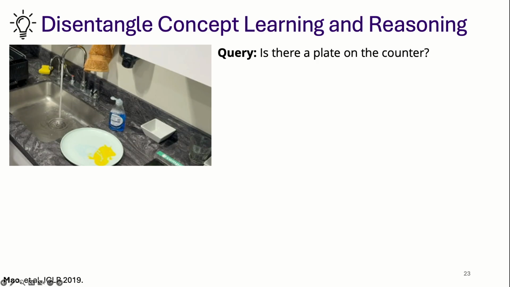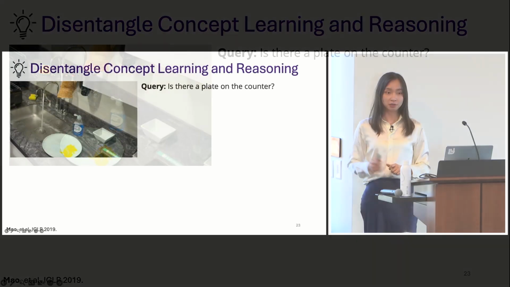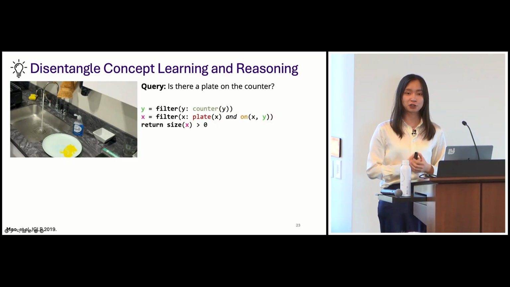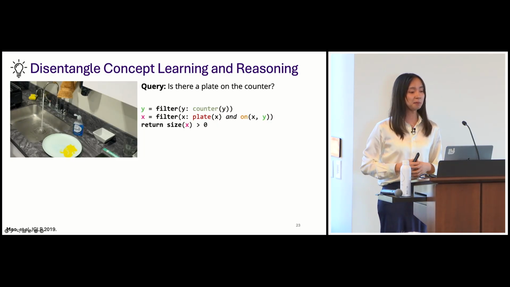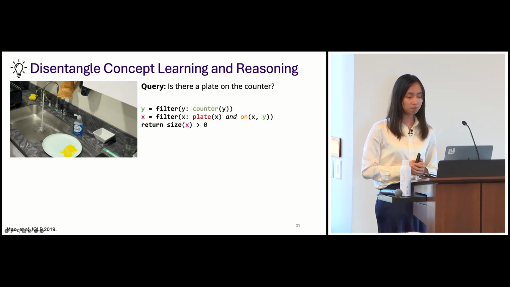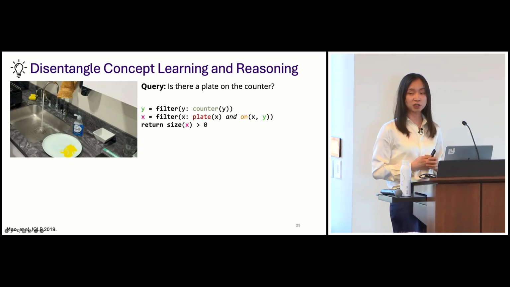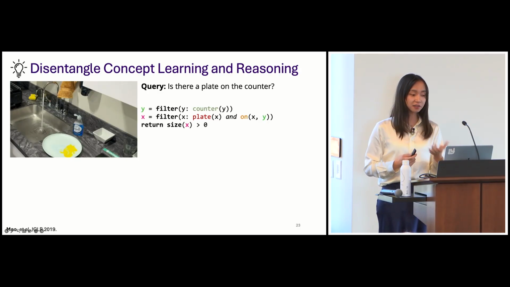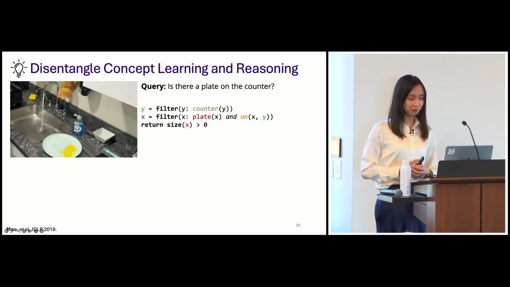Based on the principle of neuro-symbolic concepts, now we can have a disentanglement between concept learning and reasoning. It will start with parsing this natural language instruction into a symbolic program that recovers the underlying reasoning chain of it. For example, in this case, it can be decomposed into 3 different steps. The first one is we want to find an object that is a counter. And then we want to find an object x, such that x is a plate and x is on top of the counter that we just found.